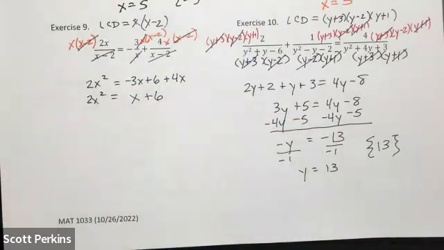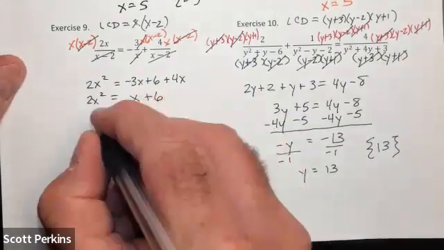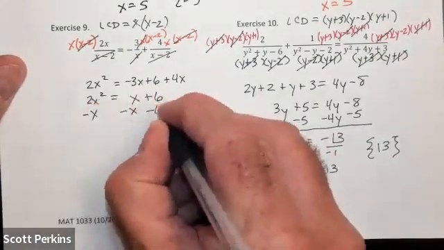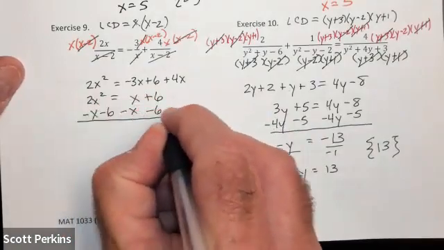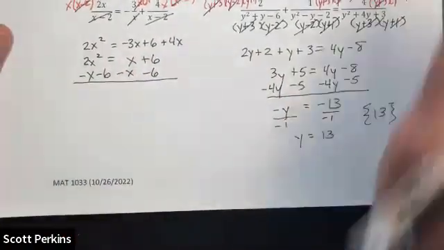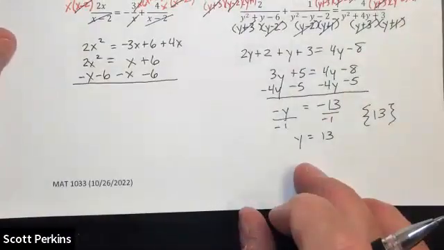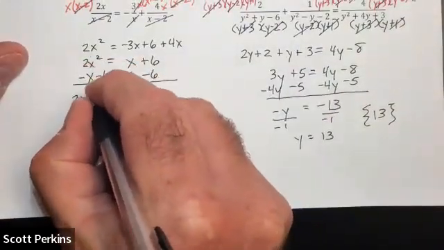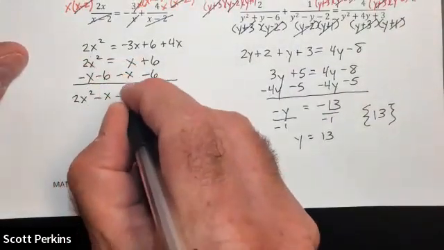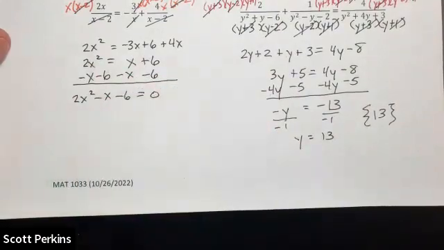So it's a quadratic. It has to be equal to 0. You have no choice about that. So I'm going to bring everything over to the left. I'm going to subtract the x. I'm going to subtract the 6. And here is what we get that we have to solve at this point. So I have 2x squared minus x minus 6 equals 0.